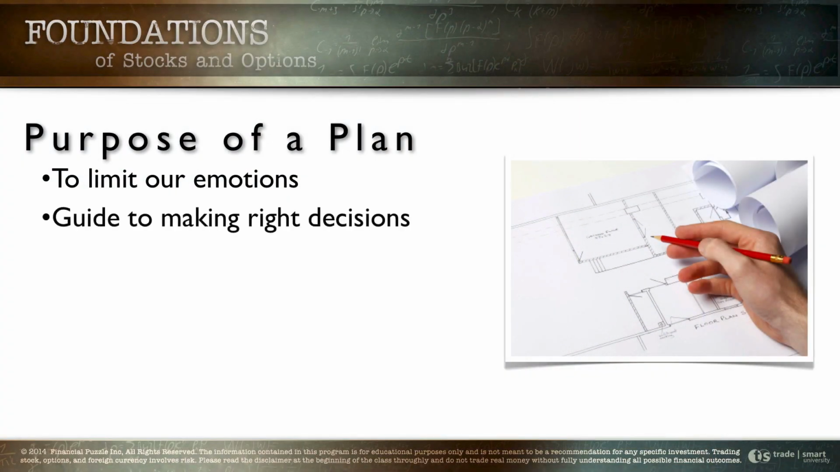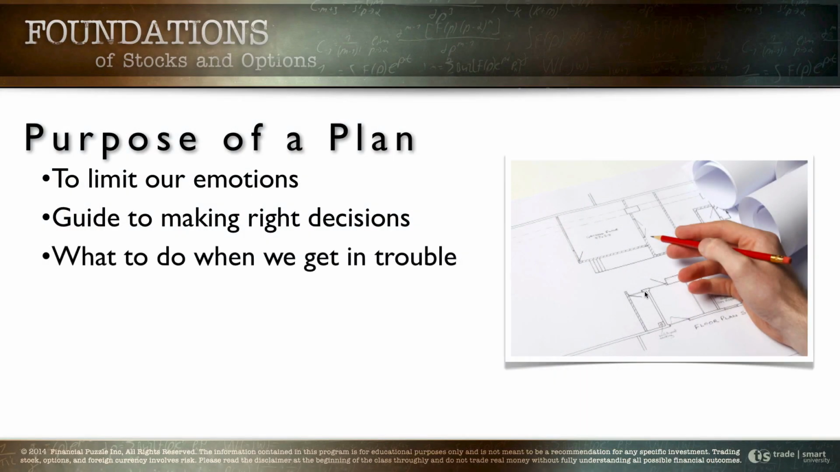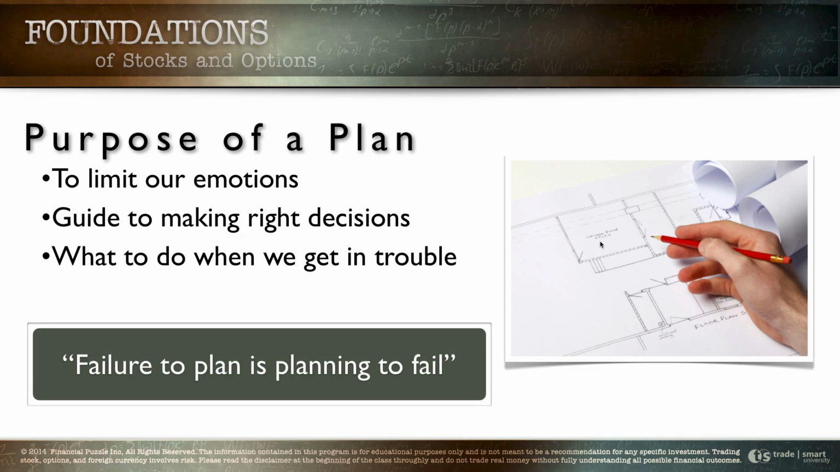The next thing you need to understand is the trading plan will help guide us to making the right decisions. Once you've got emotional bias in a trade, the right decision oftentimes is, frankly, hard to find because we've got so much emotion on the trade. So the trading plan will help put the steps in place that we expect to follow, and it will help guide us towards making the right decisions. And finally, the trading plan will also help us understand what to do when we get into trouble. So these are the primary purposes.